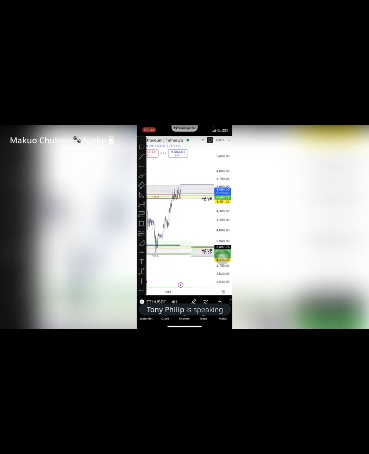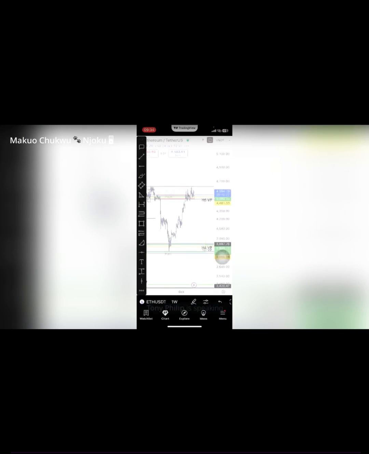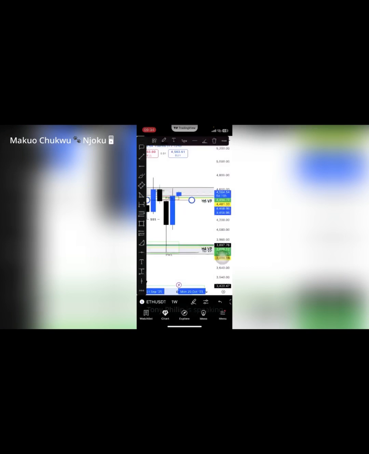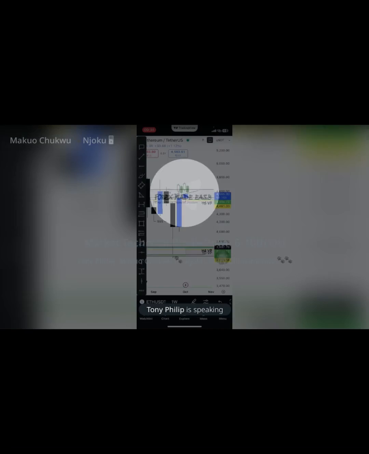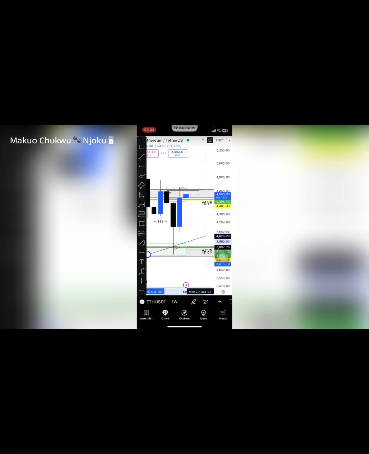So we go to the weekly time frame. On the weekly time frame, we update the previous week high and previous week low. This is the previous week high, and this is the previous week low.